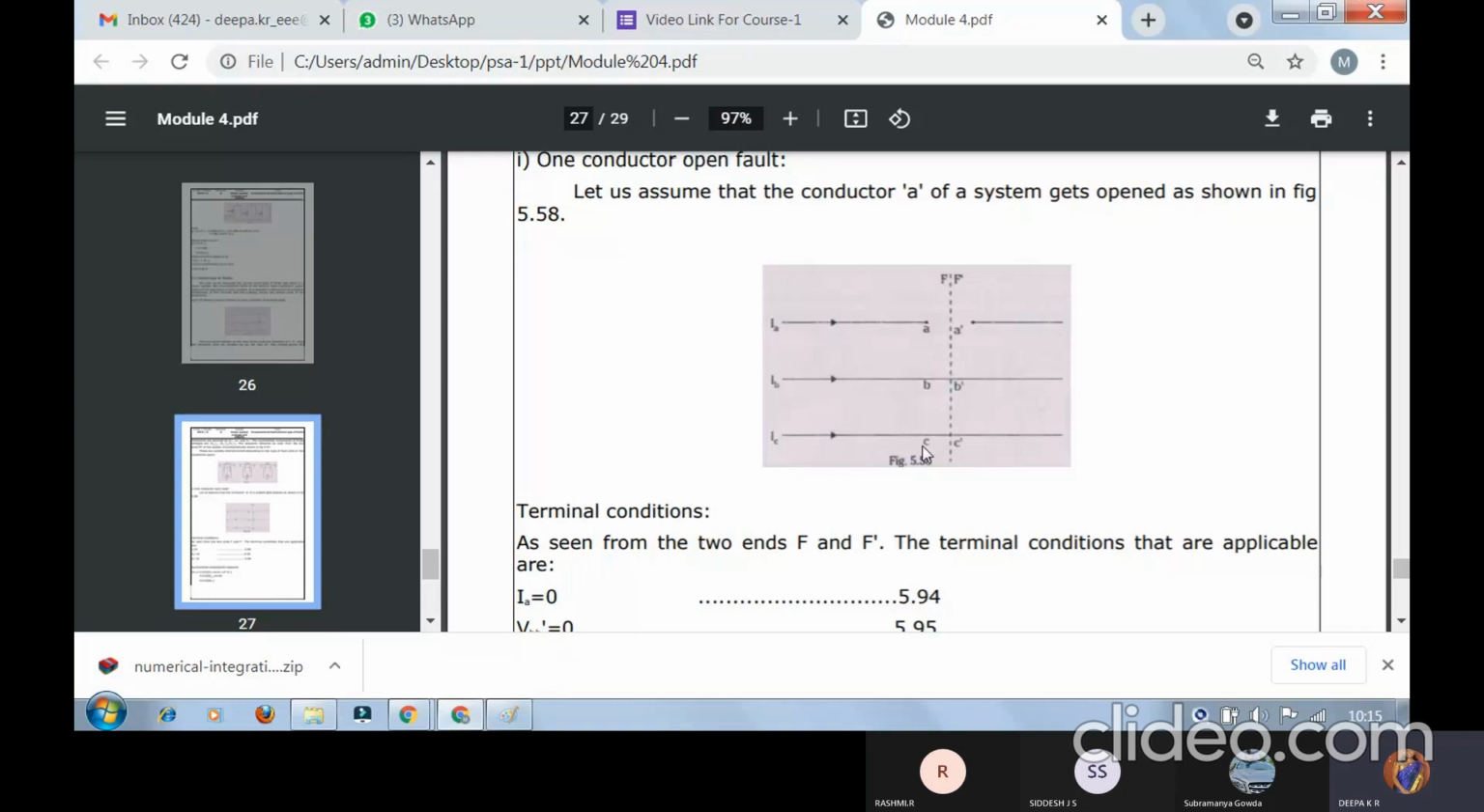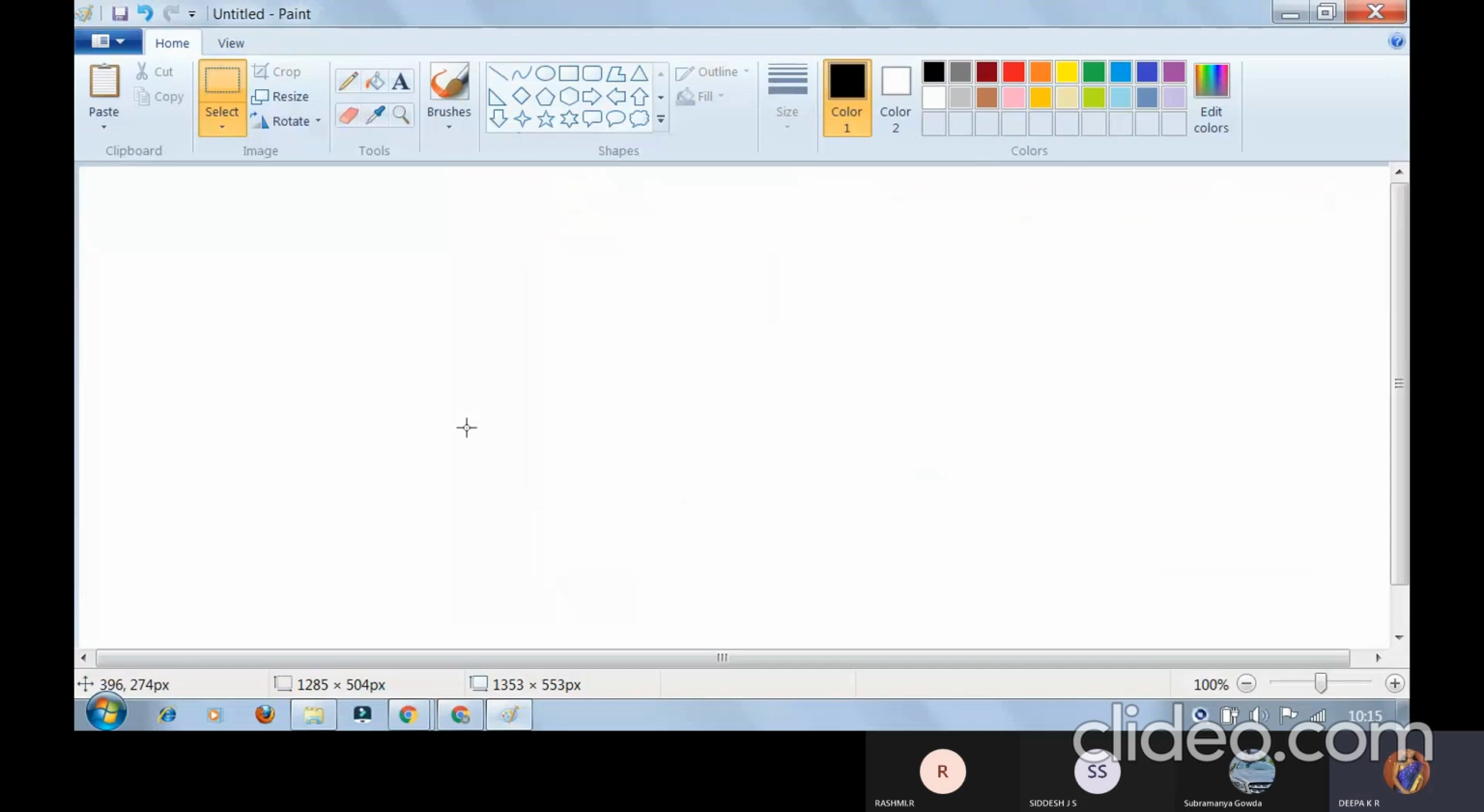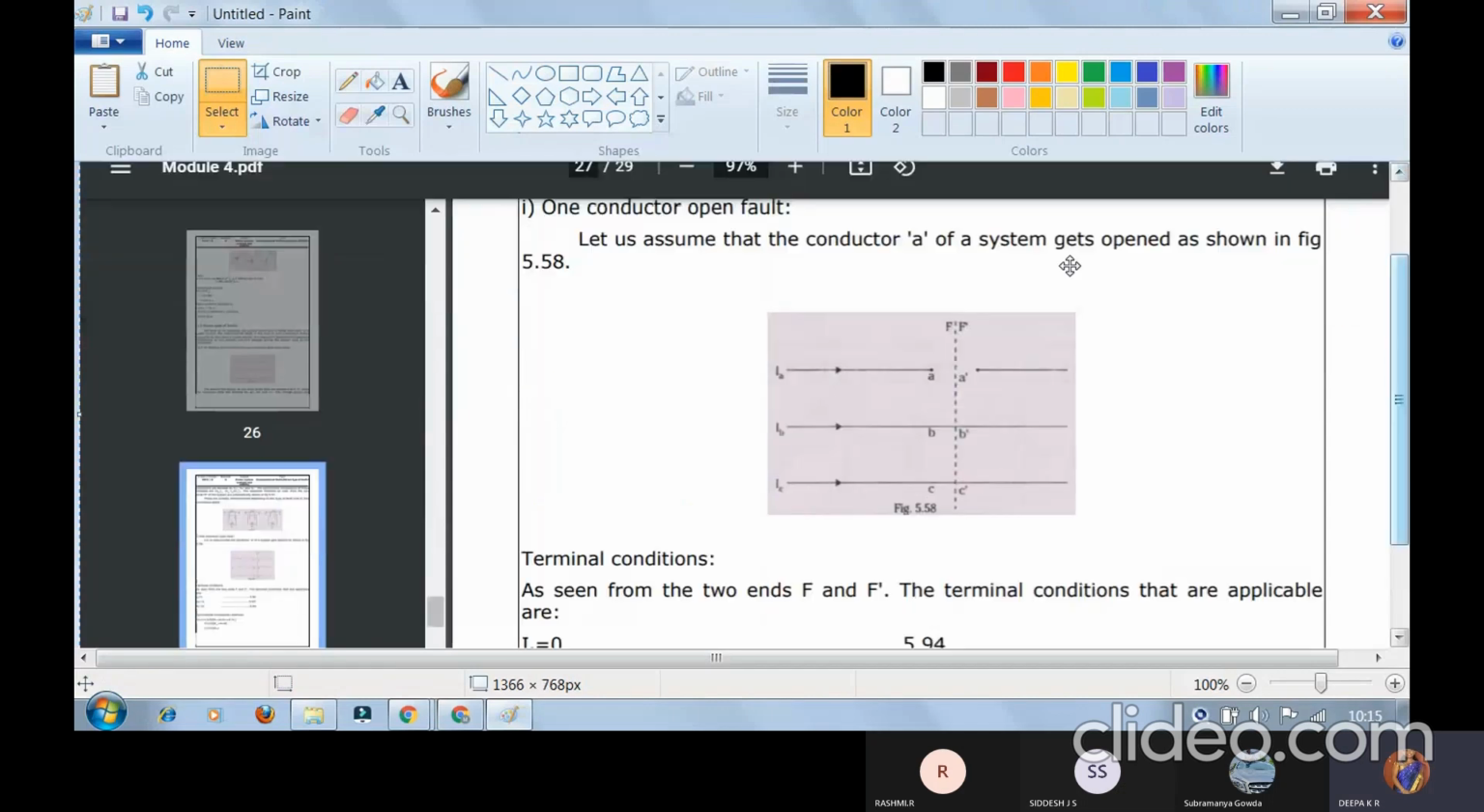Whenever we see these diagrams, the same procedure is followed: terminal voltages, terminal currents, then the fault current, and then what is VTH. All these regular parameters we are going to calculate. Just a minute, we'll take up the diagram and solve the system.